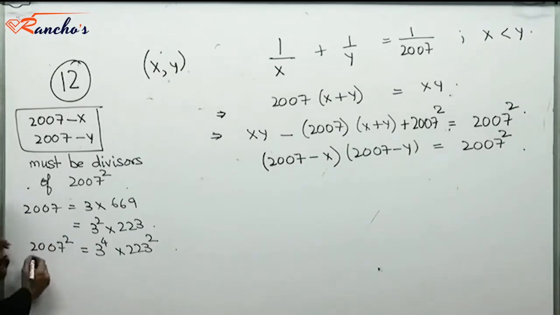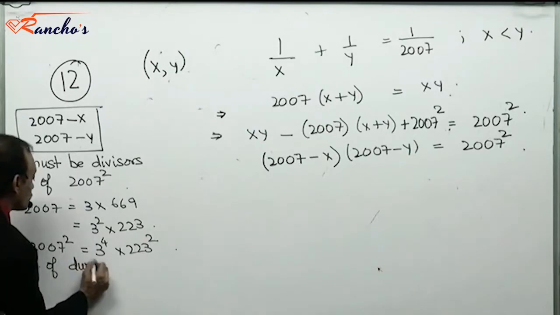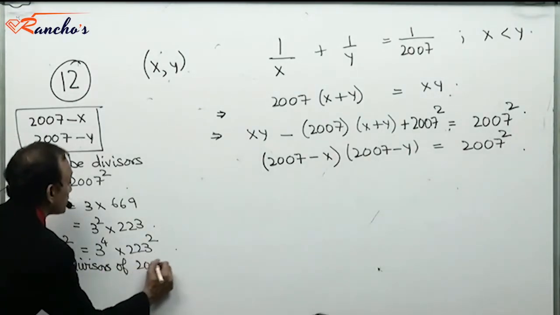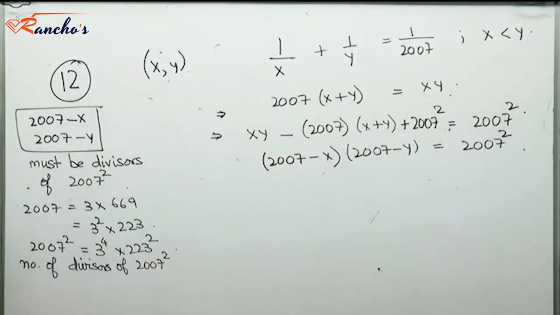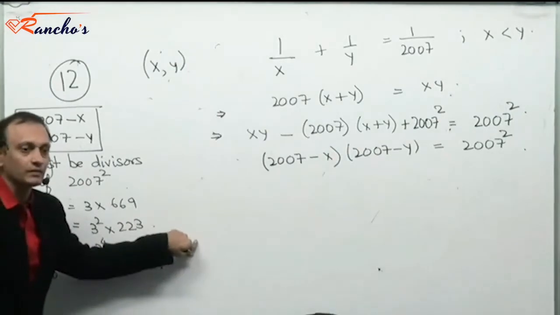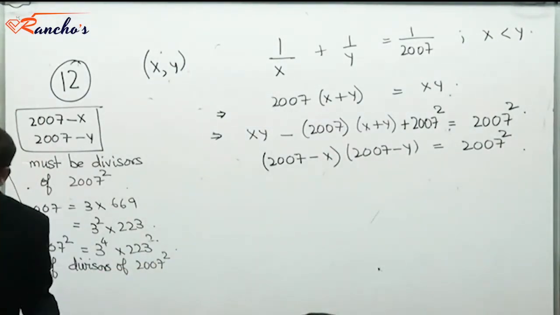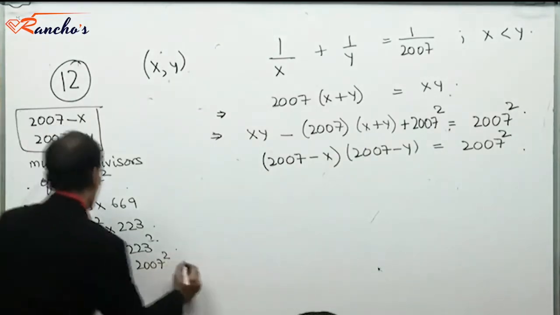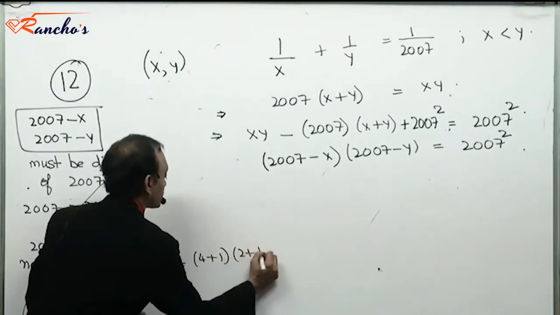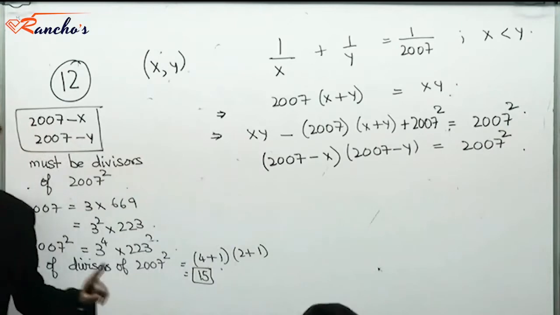So the number of divisors of 2007 squared is now going to be (4 plus 1) into (2 plus 1). Have I not told you the number of divisors, the number of factors of a given number? It is (4 plus 1) into (2 plus 1), which is 15 divisors. Yes or no?